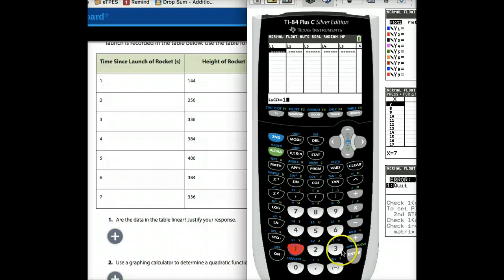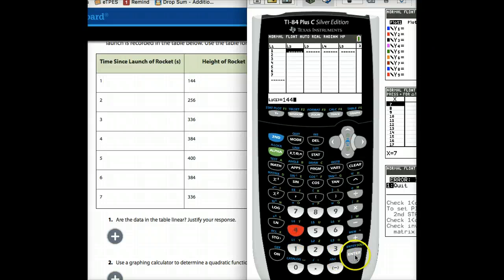So 1 through 7 for list 1. So enter all of those and then double check them. 1, 2, 3, 4, 5, 6, 7. I'm good. So now I go over to list 2 and I'm going to enter the height data.